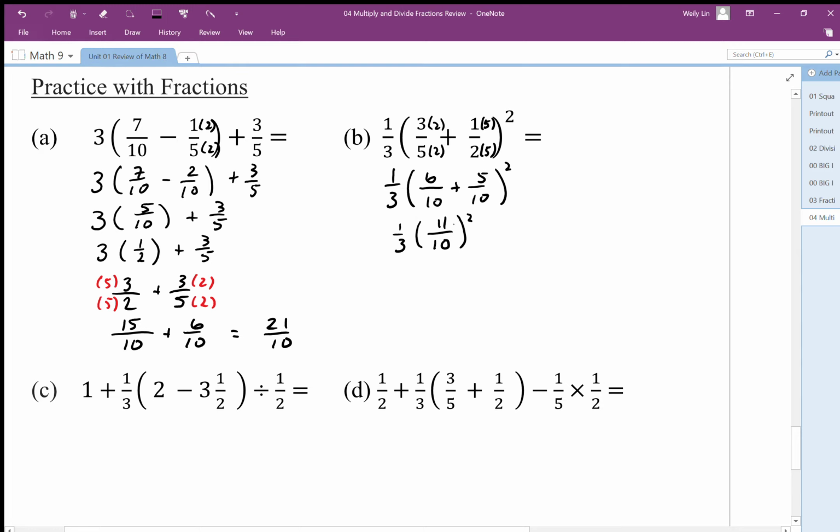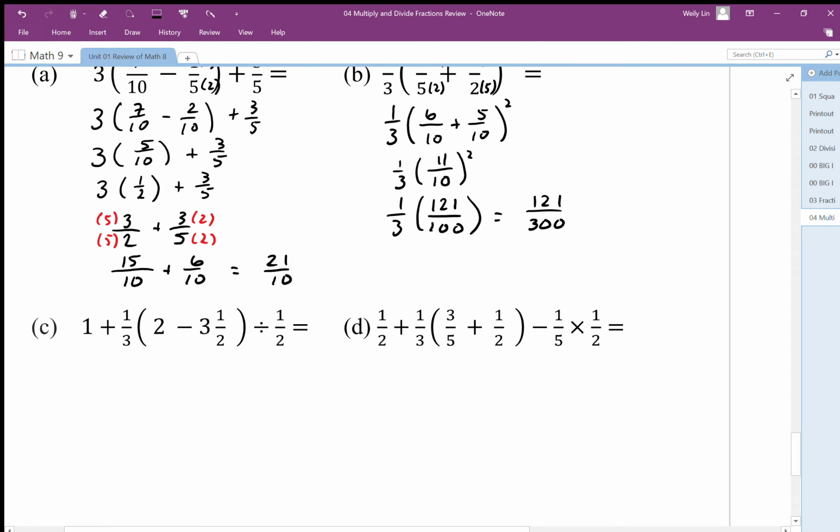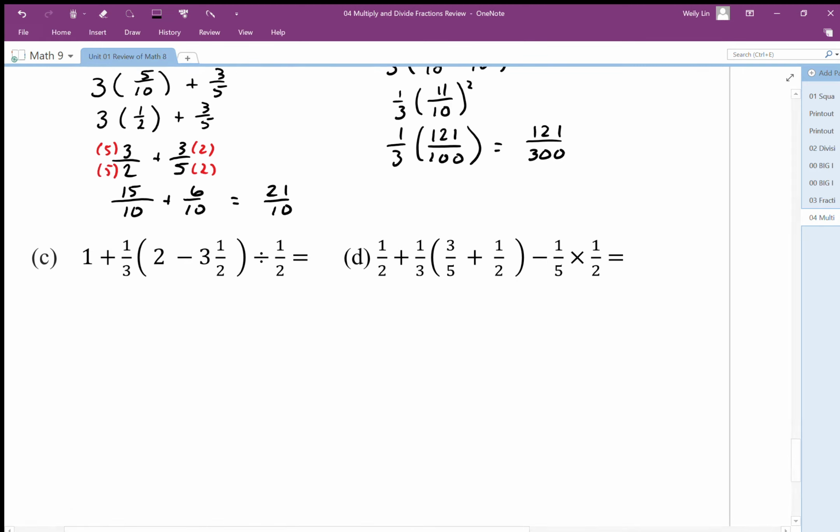So now at this point I need to apply the exponent. When I apply the exponent, I'm going to square the top, so 11 squared, and I'm going to square the bottom. And once I have that, I can do times on top, combine the divides on the bottom, and I end up with 121 over 300. Now because we didn't have any common factors in this part, we know that we don't have any common factors here.